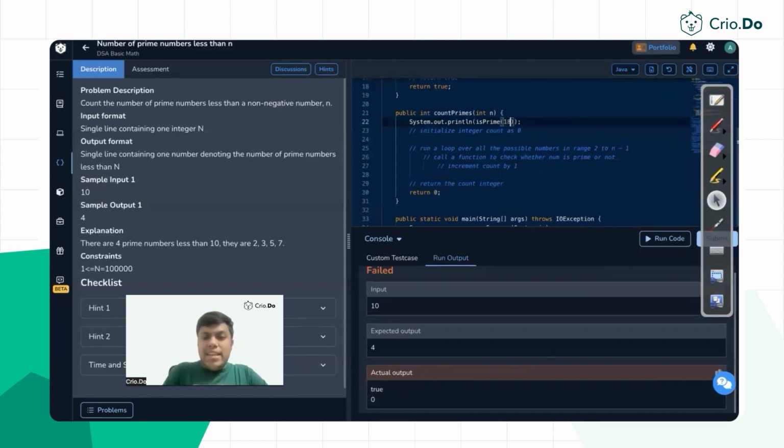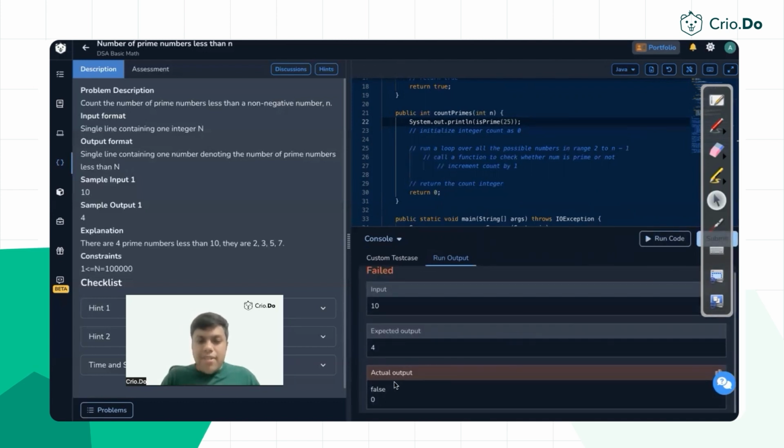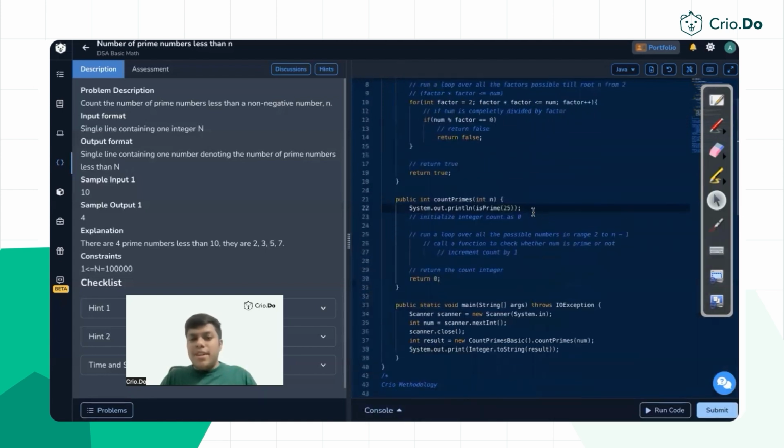But what about 18? Is 18 a prime number? Or maybe let's take 25. Is 25 a prime number? No, it should have a factor at root 25, that is 5. So it should not give me true, it should give me false. And it is giving me false. So the isPrime function is working properly.